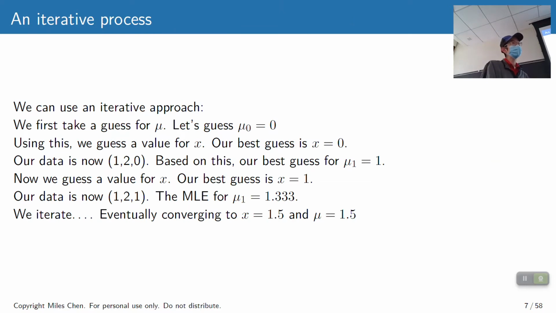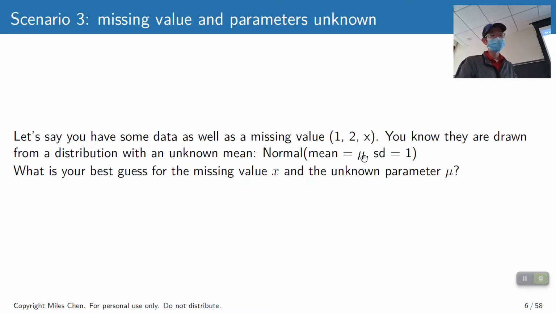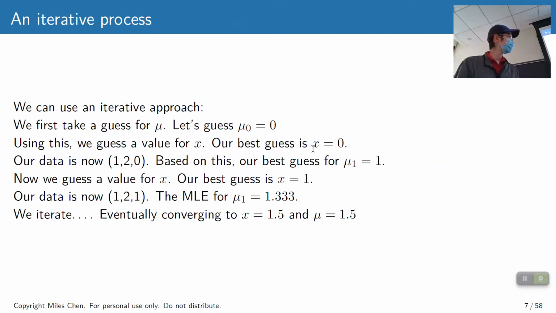The EM algorithm is basically an iterative process: an E step and an M step, E for expectation and M for maximization. Here we can take this iterative approach. First, we start off with some arbitrary guess for mu, and let's say our initial guess for mu is 0. If we take 0 as the best guess for the unknown parameter mu, then what's our best guess for x? The value we would expect to get for x is going to be 0. And so now our data is 1, 2, 0.